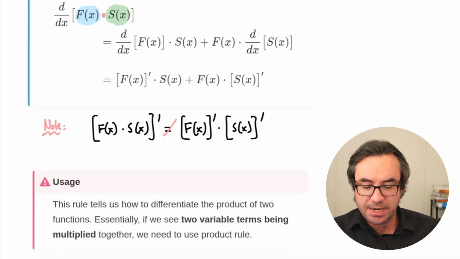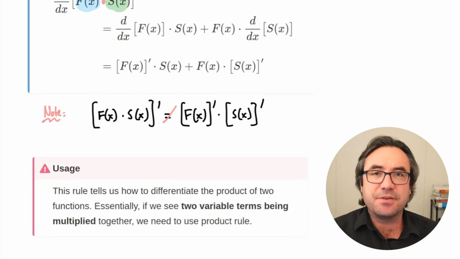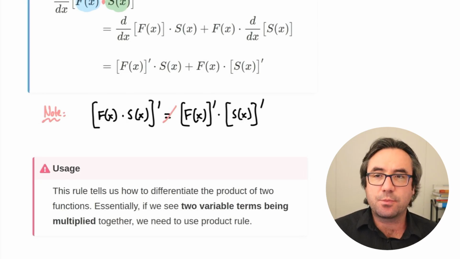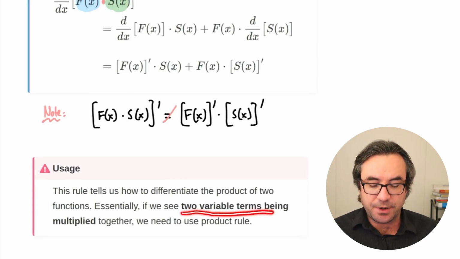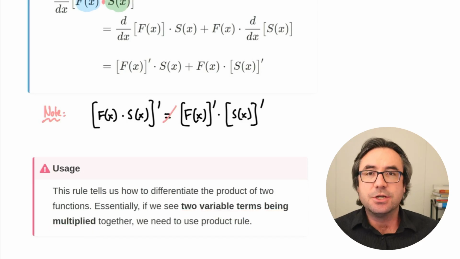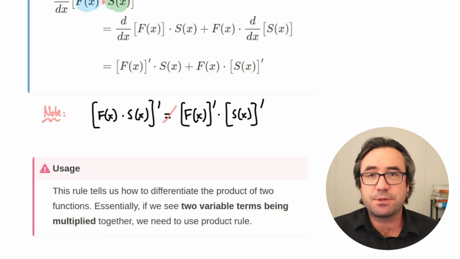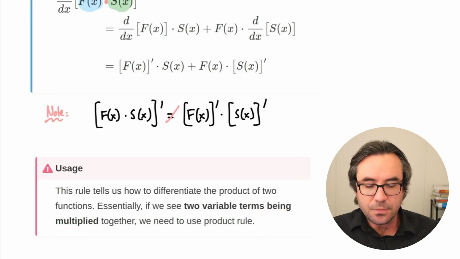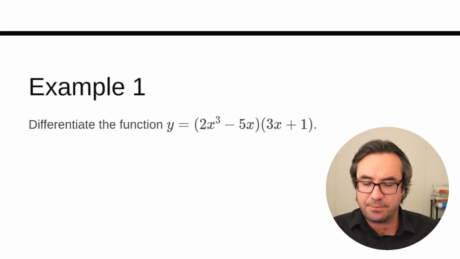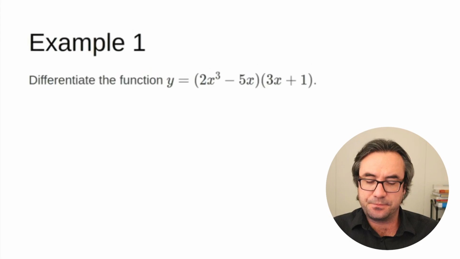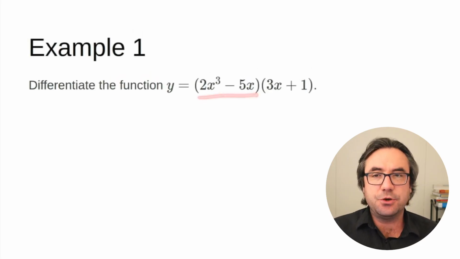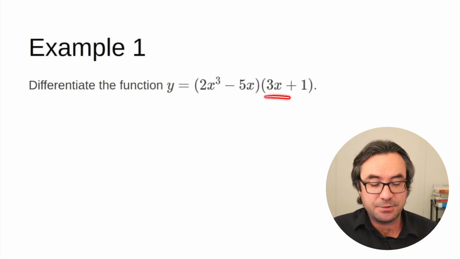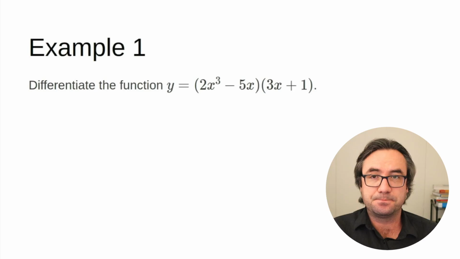So we're going to try an example. A kind of tell that we might need to use the product rule is essentially if we see two variable terms being multiplied, chances are we might need to use the product rule. So we're going to look at example 1. We have this function, 2x cubed minus 5x times 3x plus 1.